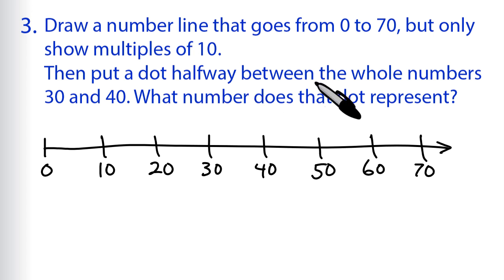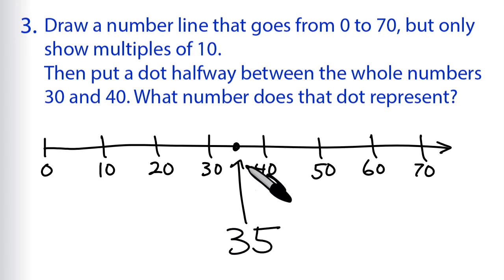We have 0, 10, 20, 30, 40, 50, 60, 70. Then put a dot halfway between the whole numbers 30 and 40. Right here. There's 30 and 40, halfway between. What number does that dot represent? Well, there's 10 in between each hash mark here, so halfway between would be 5. 5 is half of 10, so 30 plus 5 is 35. I'll draw it down there. So 35 is what that dot represents right there.